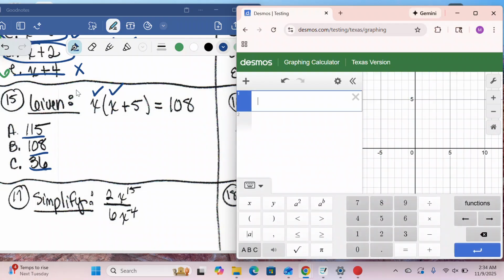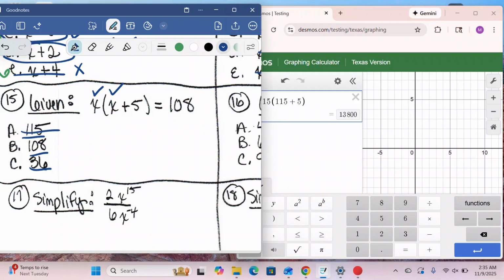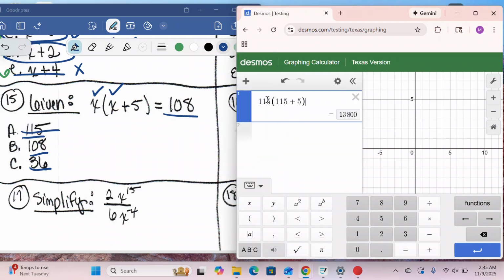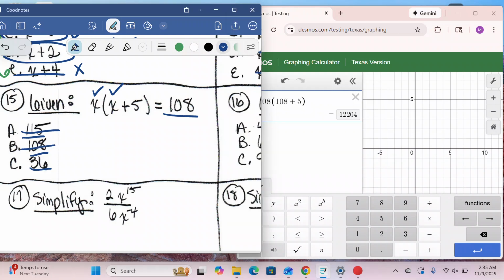I'm going to go ahead and put the first one as 115. I'm going to place it there, 5. And then I'm going to open parentheses, 115, positive 5, close parentheses. That gives me 13,000. This is not an answer because it doesn't give me 108. Then what I'm going to do is change the 115s to 108. So I can always click here and change that to 108, and then click here and change it to 108. So I have 12,204. That is not an answer.